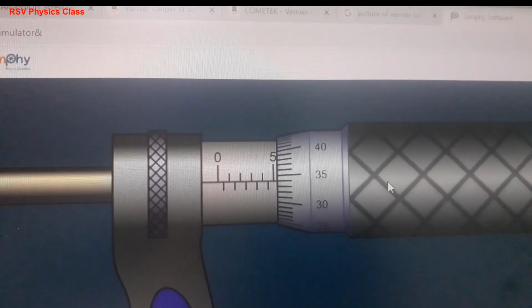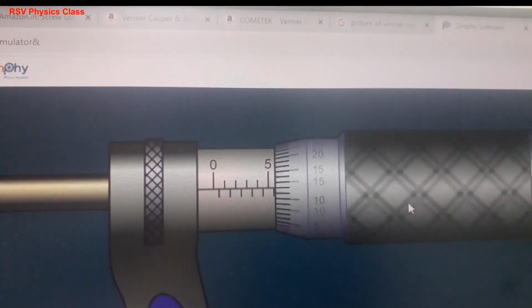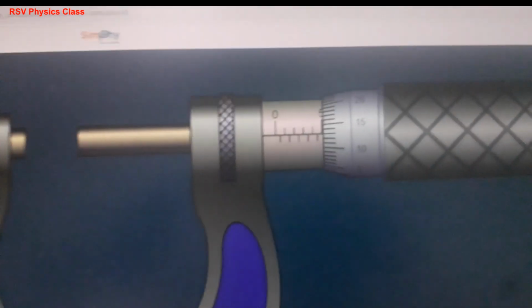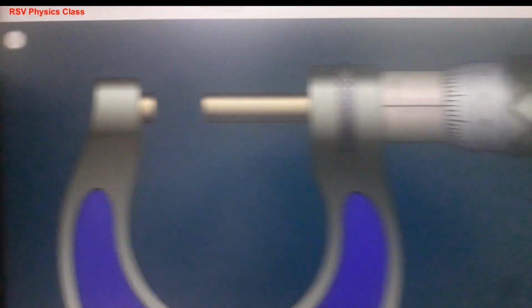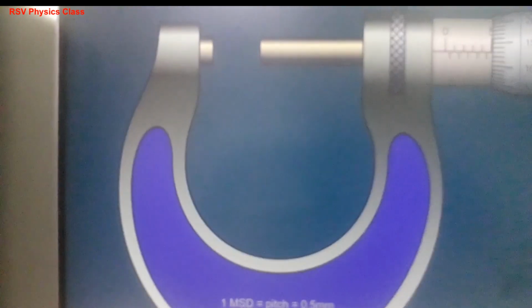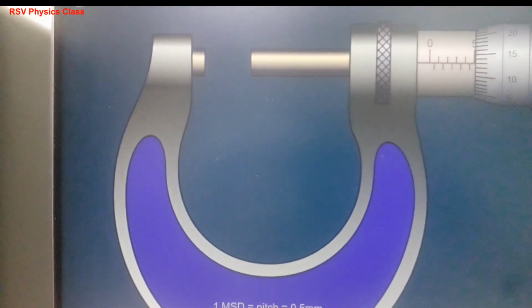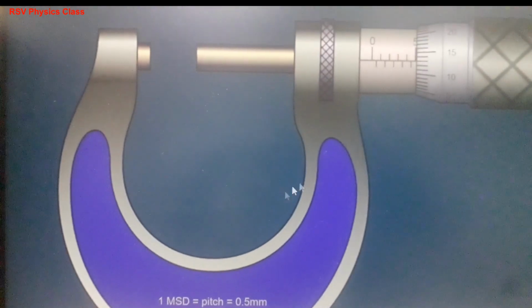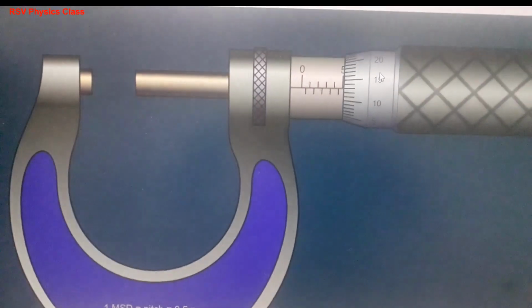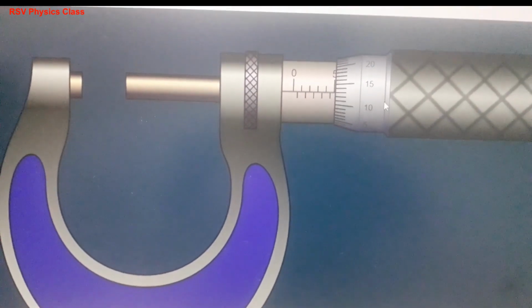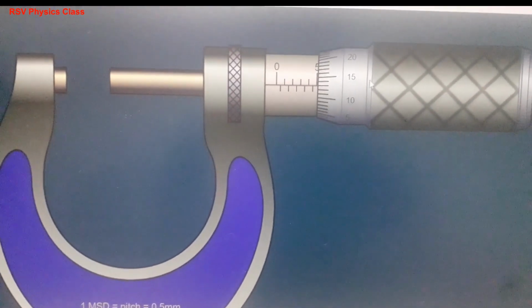Okay. So this circle is rotating, and after rotating it moves 0.5 mm for 50 scale divisions. So this is the screw pitch. One main scale division is 0.5, so screw pitch is 0.5, and 0.5 by 50 is equal to 0.01. This is your least count. So by using these devices you can measure up to 0.01 accuracy, the least count. So this is vernier, this is screw gauge. Okay.